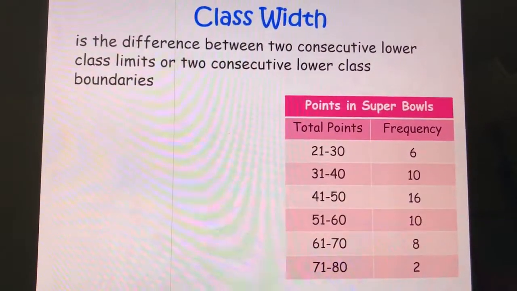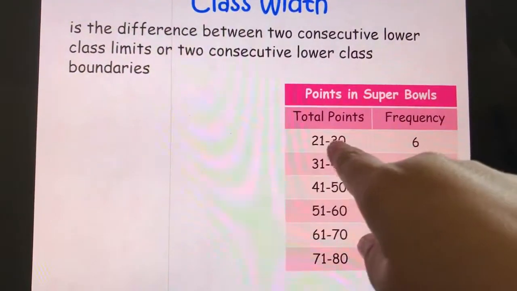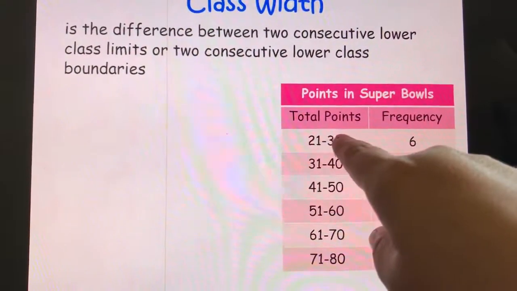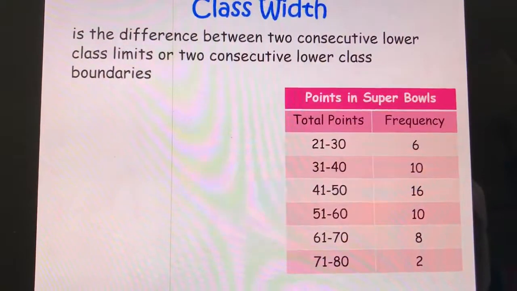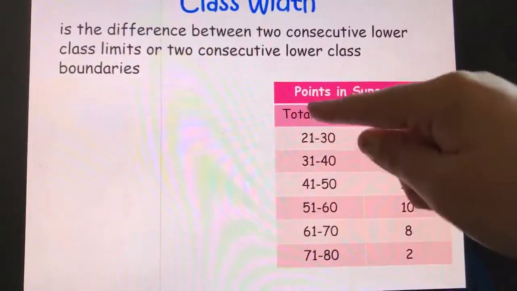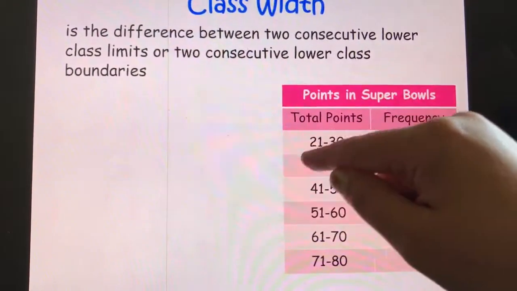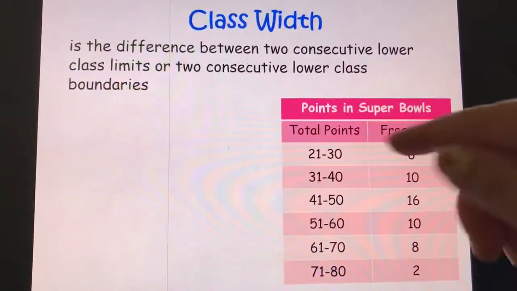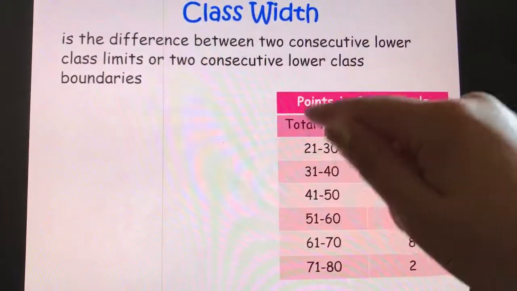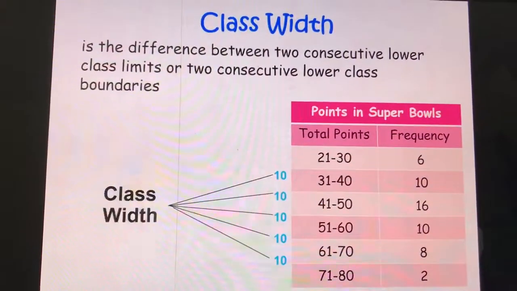The class width, which most people think is the difference between the lower class limit and upper class limit, but it's actually the difference between 2 consecutive lower class limits, so it actually goes down this way. So 21 to 31, the difference is 10. 31 to 41, the difference is 10. So it is not 9. You have to go down vertically. So the class width would be 10.